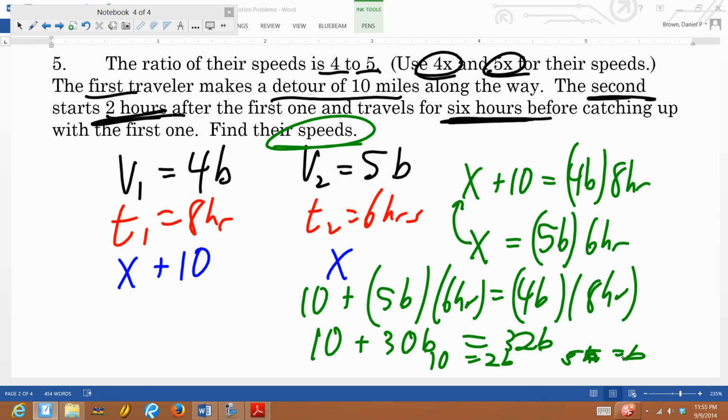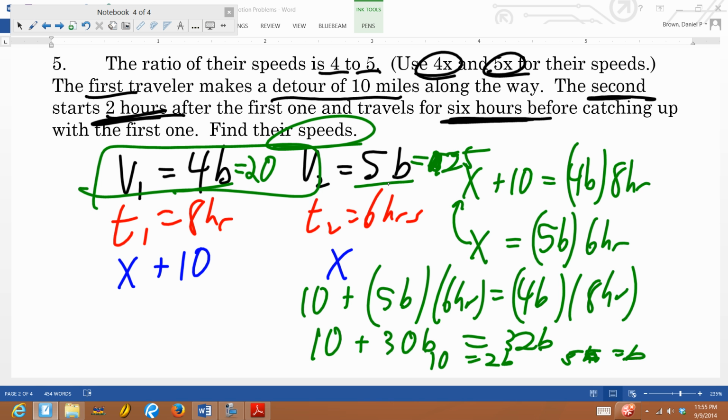I'm almost finished. 5 equals b is not my answer. Again, I want to take this 4b and 5b. So if we multiply 4 times 5, we get 20. Multiply 5 times 5, we get 25. And those are my actual velocities, the speeds that I'm looking for. I'm making sure they are miles an hour. So miles here, hours here. So 20 and 25 miles an hour. Let's move on.